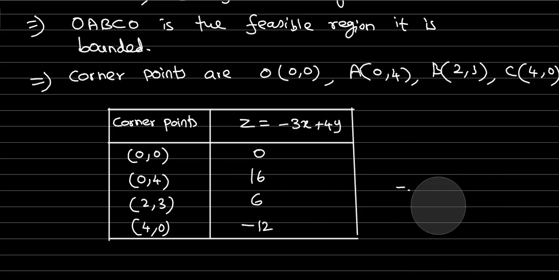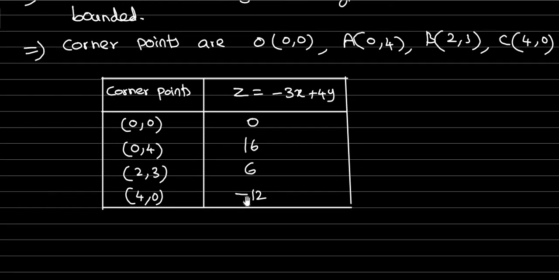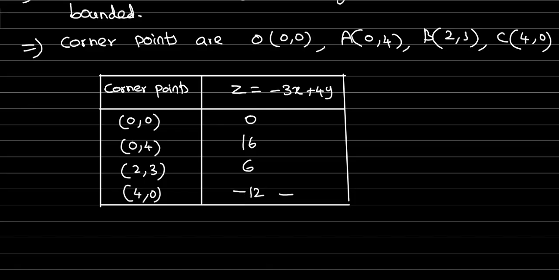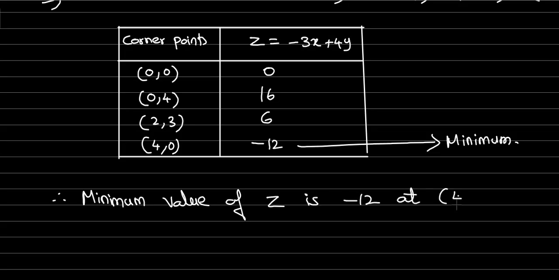Out of these four values, which is the least value? The negative one. Minus 12 is the minimum. Therefore, the minimum value of Z is minus 12 at the point 4, 0. That's the solution.